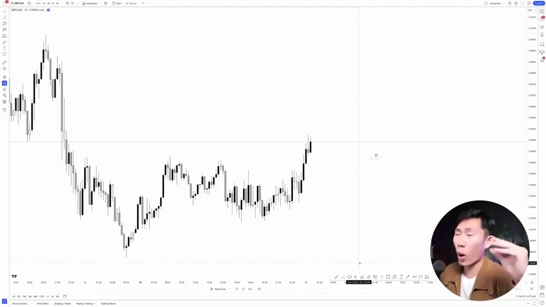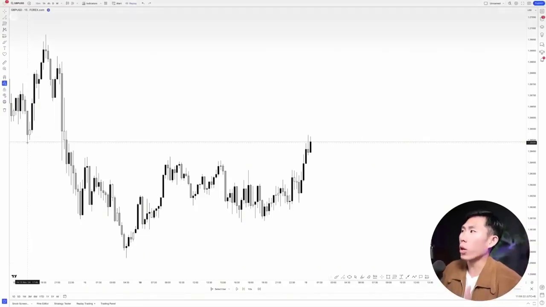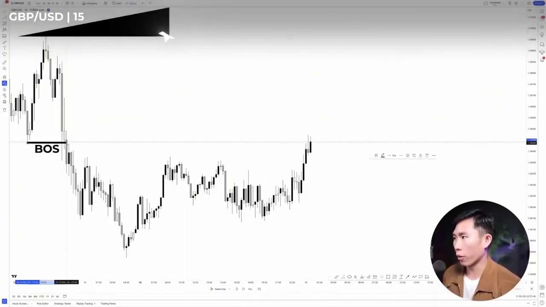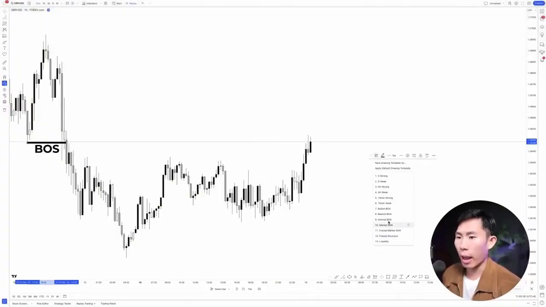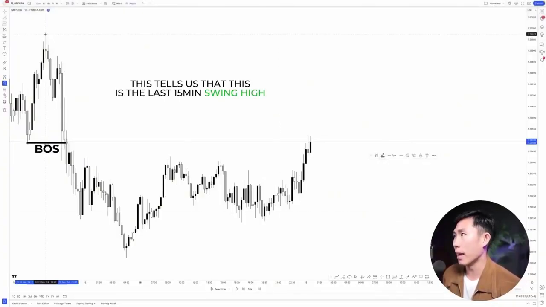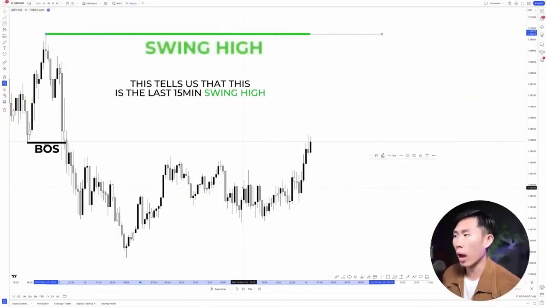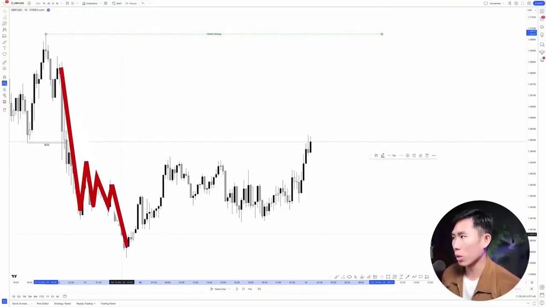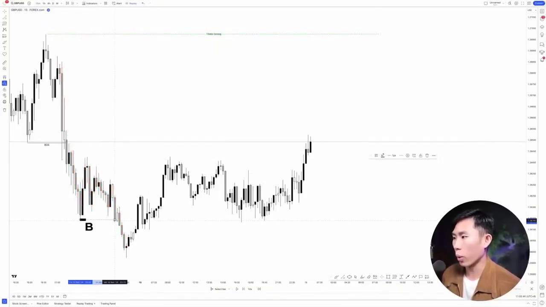Instead of me yapping, why don't I just go onto the charts and show you how it's done, alright? So right now we've got GU on a 15-minute time frame. The first thing you want to do is to map out your structure. So over here we've got a break of structure to the downside, and this tells us that this is the last 15-minute swing high. Okay, so I'll just put this as the 15-minute strong swing high that led to this break of structure. And then over here we've got price pulling back a little bit before going down even further, and this could constitute your internal break of structure.